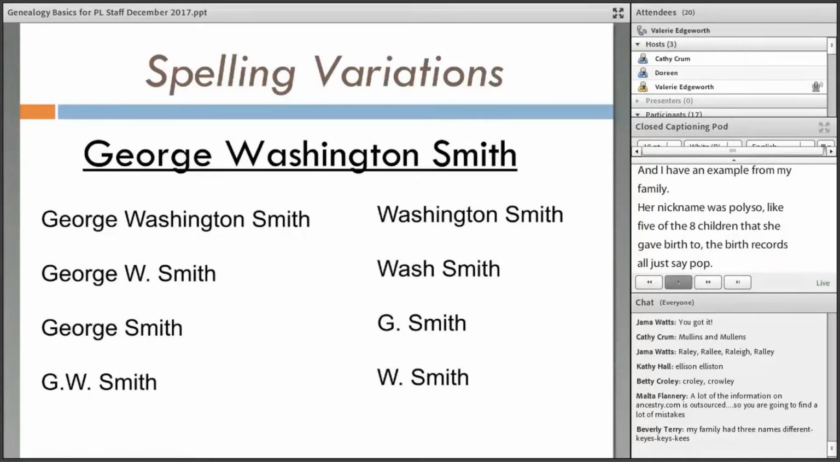Yeah, and Keys, Beverly, there's a great example of another last name. So sometimes you just have to get everyone to think outside the box. They know their ancestor's name, George Washington Smith. However, is that the way it was always written? I don't know. So just be positive and keep them looking for a different way.